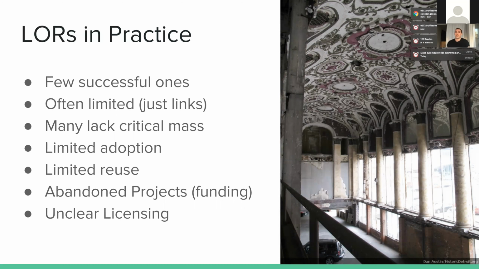There's also a lot of just abandoned learning object repositories out there where someone got a grant and they created something as an academic project, but then the funding dried up and no one was able to continue the work. And then there's also the issue of unclear licensing. If people use idiosyncratic licenses for their content, then it's hard for any given educator to know what they can and cannot use in their course or their learning context.